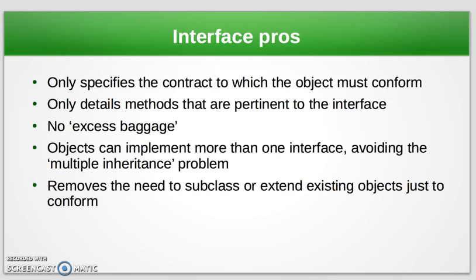We can implement more than one interface. That gets us around the multiple inheritance problem, the one that we saw with the gas appliances that also have an electrical input, and makes it simpler. It reduces the need for us to come up with a complex hierarchy, or even to extend existing objects that we don't really need, just so that we can conform to that hierarchy.